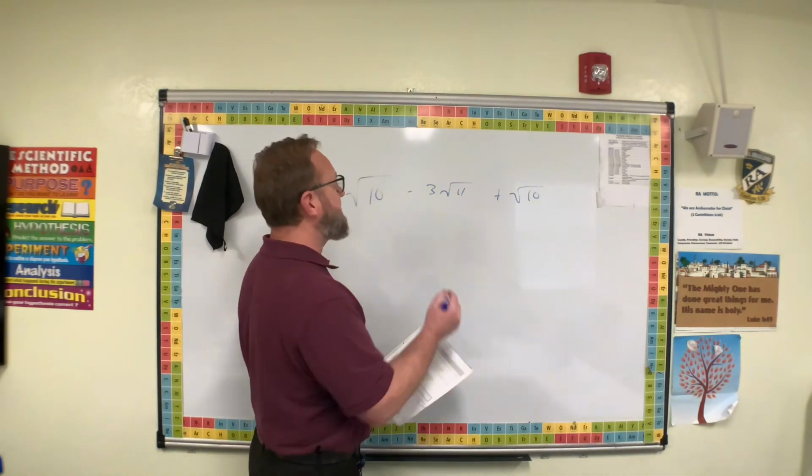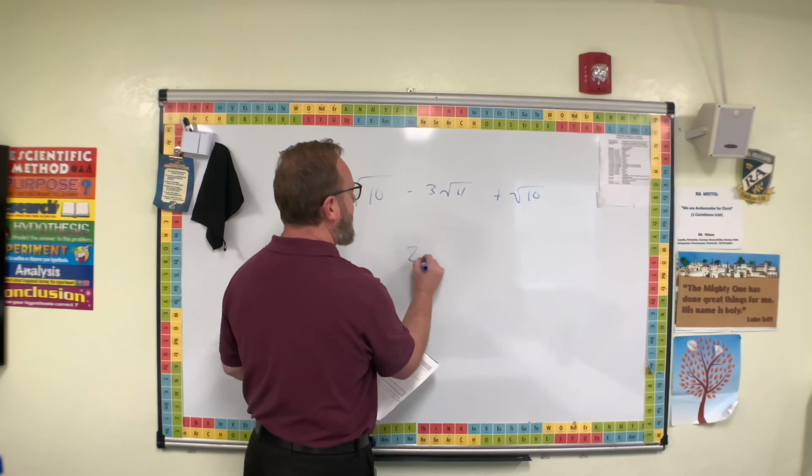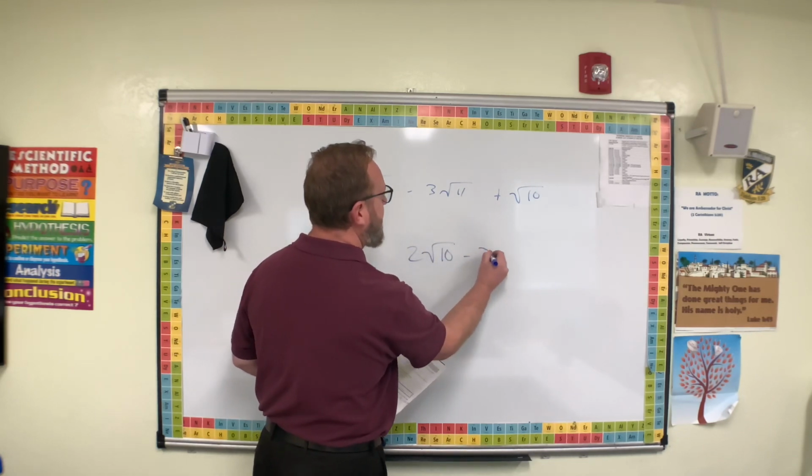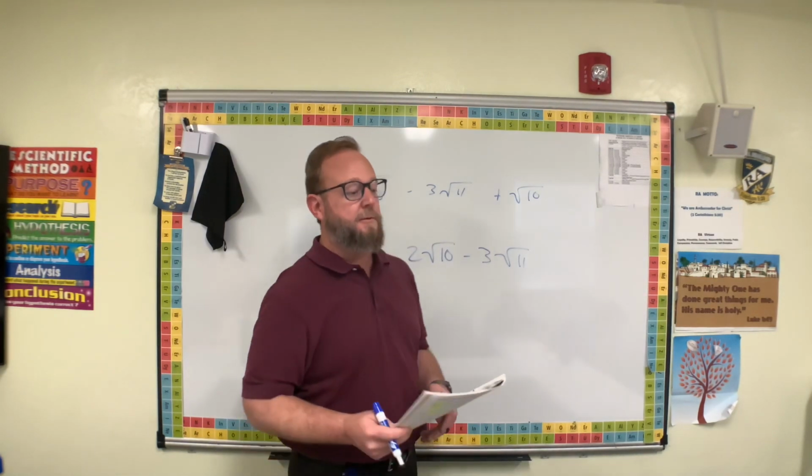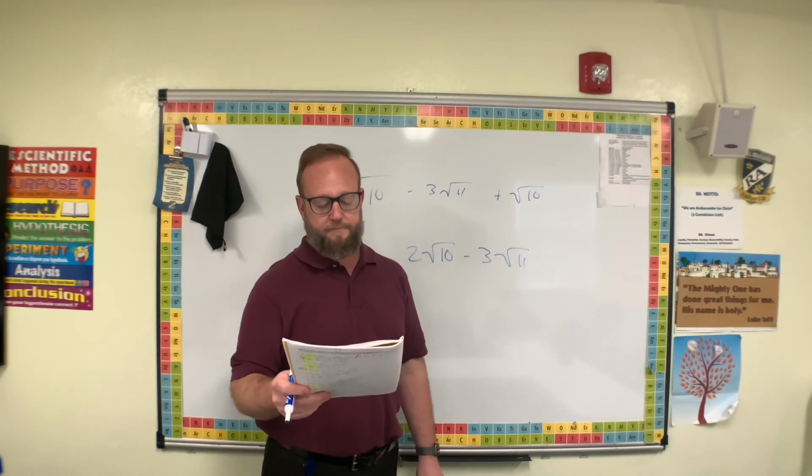What is the answer actually here? Well, you have 2 of those, so you have 2 square root of 10 minus 3 square root of 11. That is negative 3 square root of 11 plus 2 square root of 10.